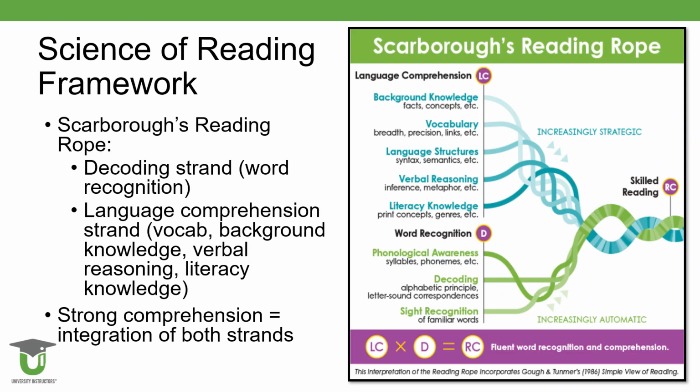Let's revisit Scarborough's reading rope and how skilled reading develops. It shows that comprehension depends on the integration of two main strands, decoding and language comprehension. This module, with a focus on high school students, reflects ideas and strategies primarily included under the language comprehension strand, with the application of these practices becoming increasingly strategic. Let's learn additional strategies for embedding the components of language comprehension.